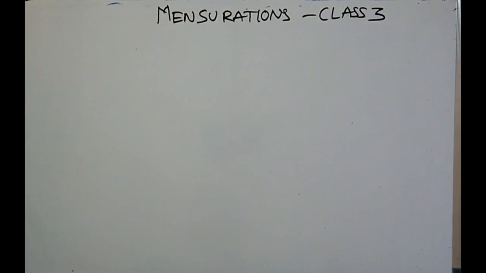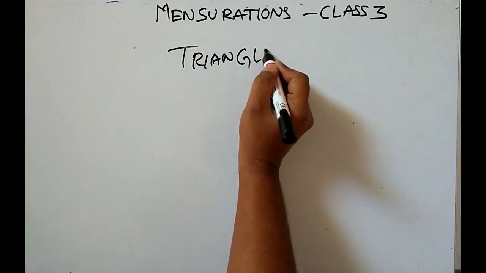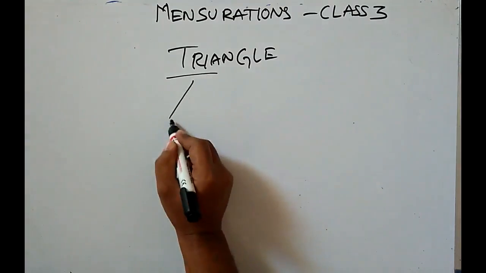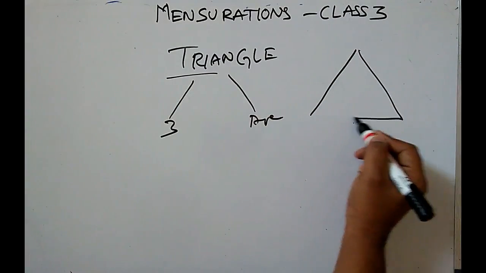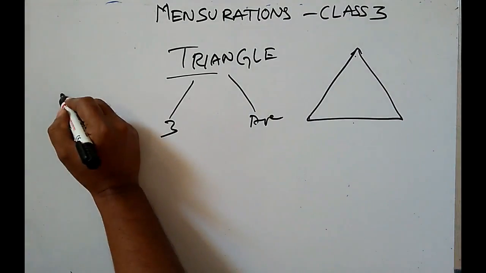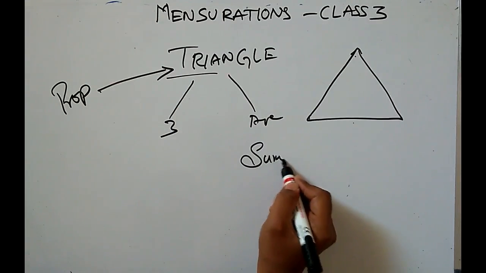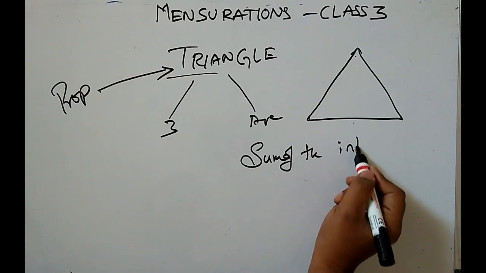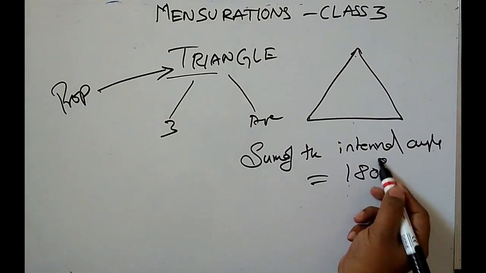This is Bharat. I am dealing with mensuration, and this is of class 3, and now we are dealing with triangles. Tri means 3 angles of a polygon forms like this, friends. And the famous property of triangles is sum of the internal angles. Sum of the internal angles is equal to 180 degrees.